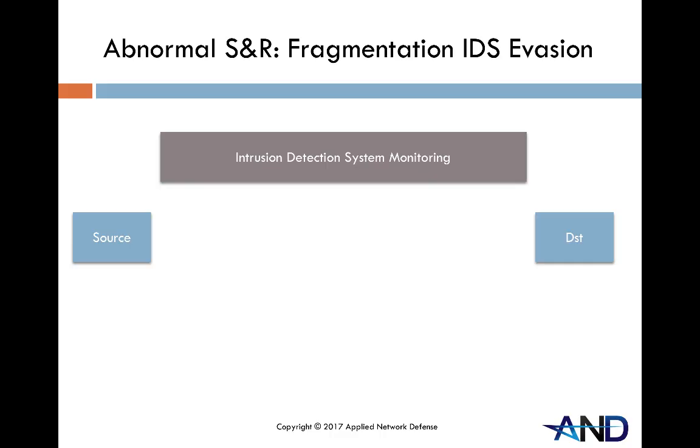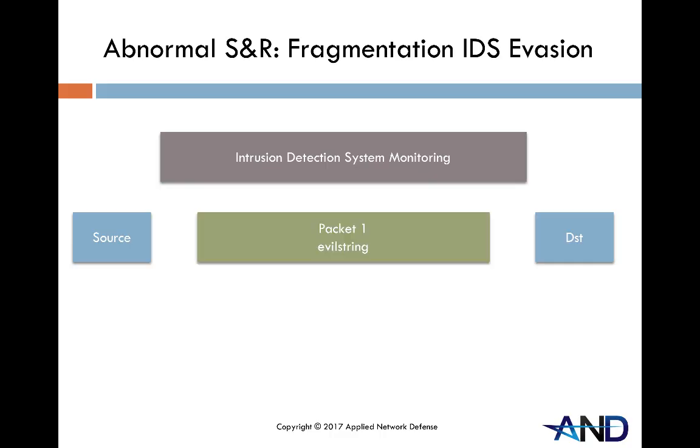Now, intrusion detection, at least signature-based intrusion detection, works by examining the contents of packets and looking for things that are of interest. So we build these signatures that look for known bad things, and then we look at individual packets and try to find those bad things. In this case, we have our source sending a packet to our destination with the string "evil string" in it.